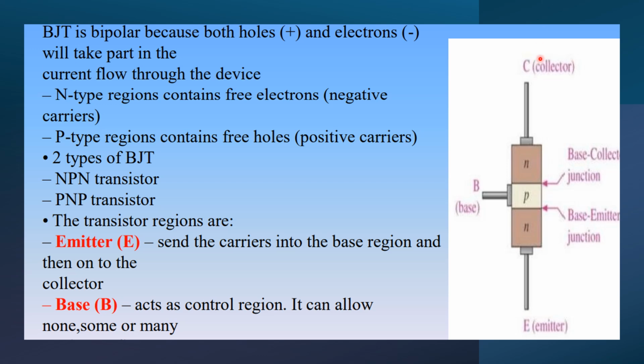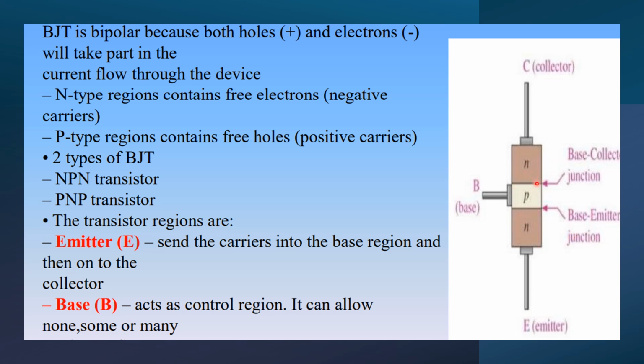So we can take three terminals from the three layers. Take this terminal, this terminal, and this terminal. This terminal is called the emitter. The middle terminal is called the base. This terminal is called the collector. Emitter, base, collector. The transistor is a three terminal, three layered and two junction device.